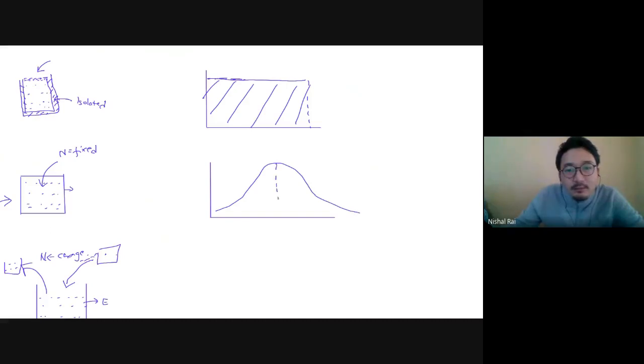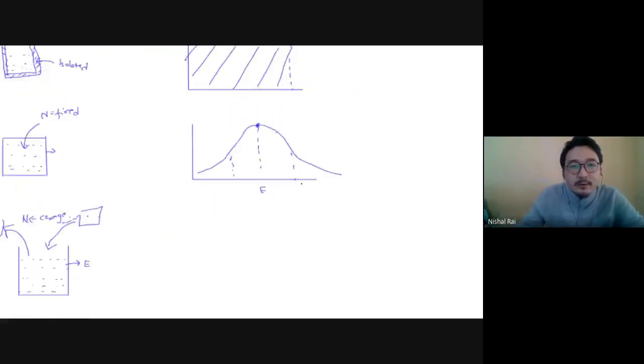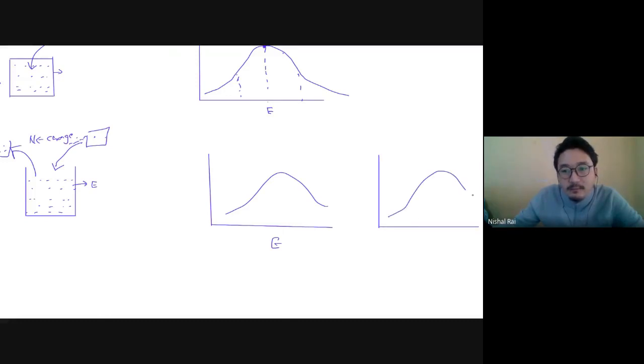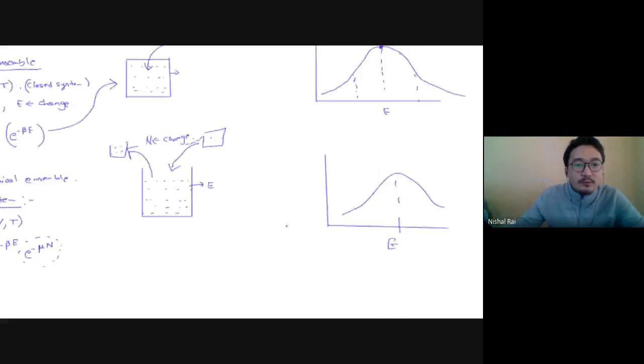For a canonical, in energy, if you plot, then over here it's centerized. It will have maximum probability around this particular energy. And the fluctuations are allowed. Can you see? Now the energy can change. Different energy are being allowed. And in grand canonical, it will be centered in energy. Also, it will be centered around number of particles also. Clear? So that's why you are getting a factor of that one, this one.